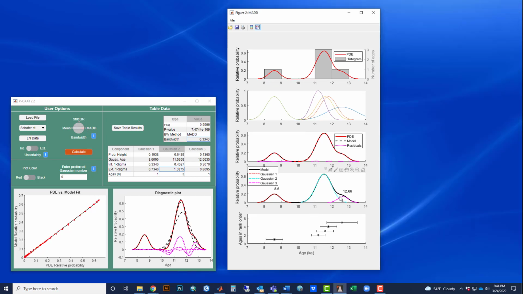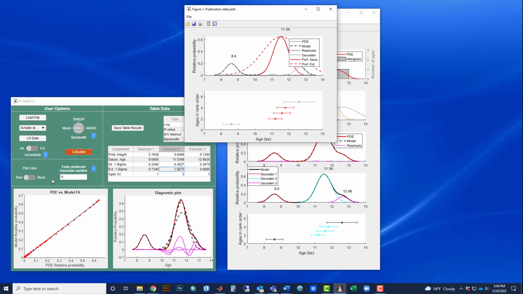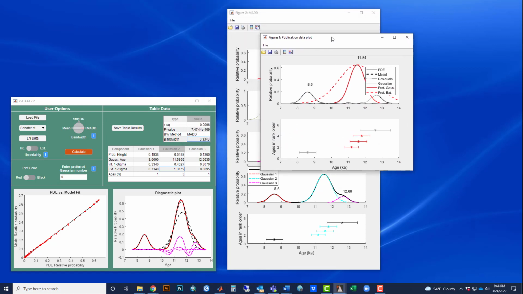And I would pick the highest probability Gaussian, of course, because this is a younger landform, which is Gaussian 2. And that would be the age of that preferred Gaussian with the external uncertainties. And it completely encloses these 3 samples. So, a very nice data set there.